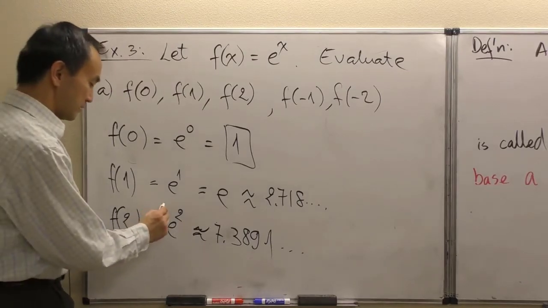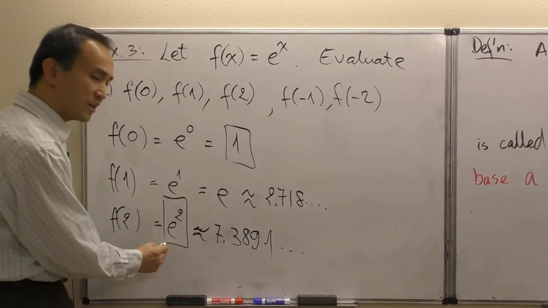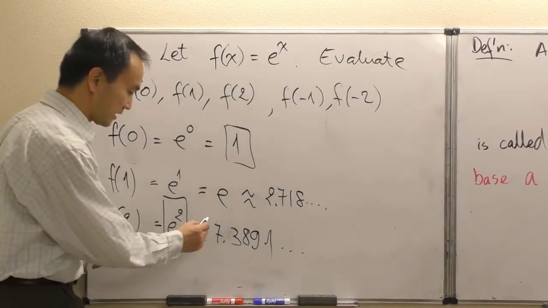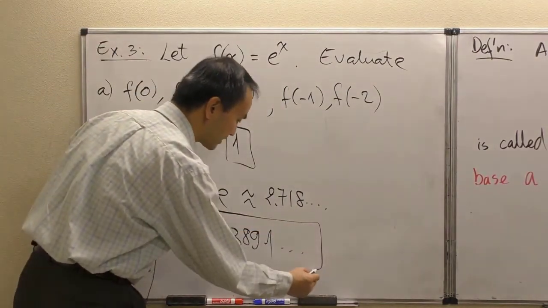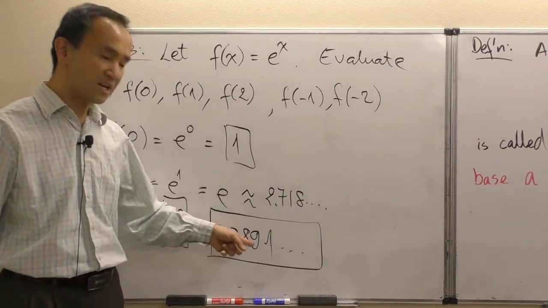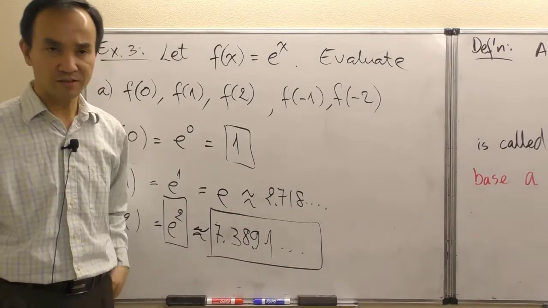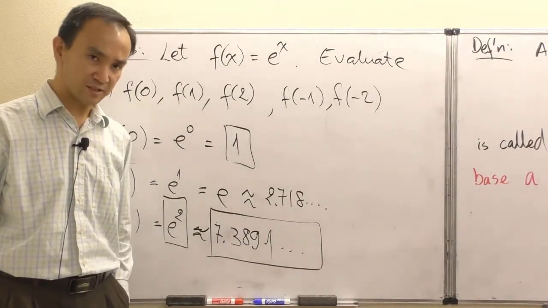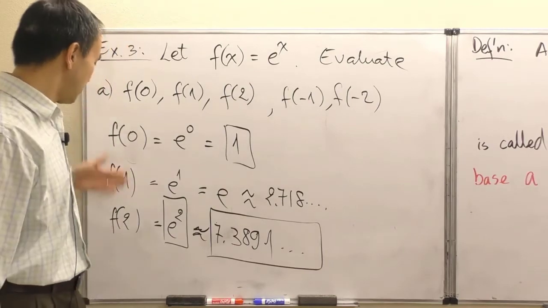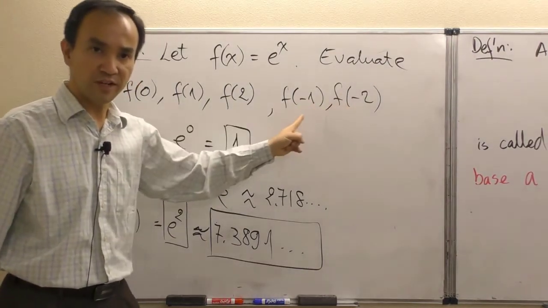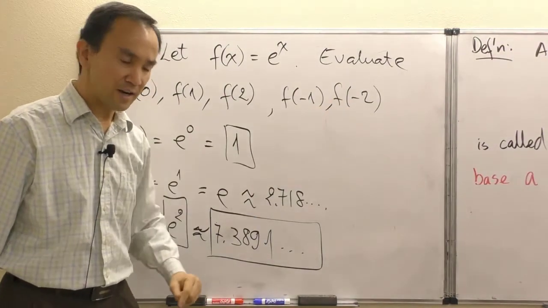So you may be asked to leave your answer in exact expression, then that's all we can do. It's e squared. And other than that, if you're asked to leave your answer in decimals, that's 7.3891, and maybe longer. You choose your own rounding depending on how the problem is asked. All right, so now f of 0, f of 1, f of 2. We still need to get to f of minus 1 and f of minus 2.